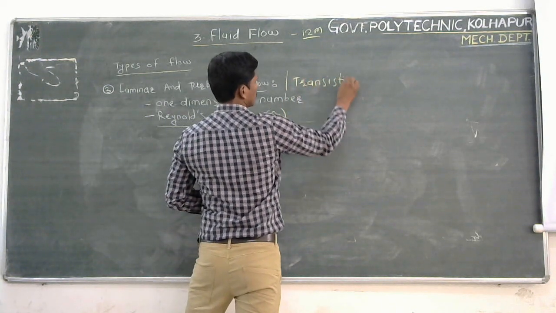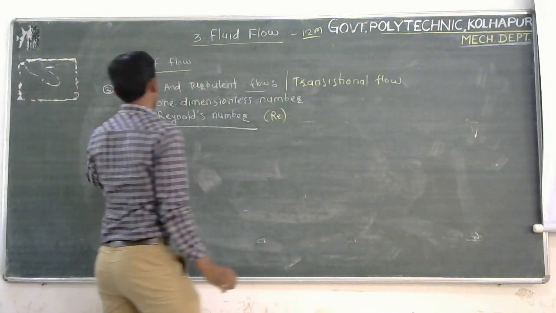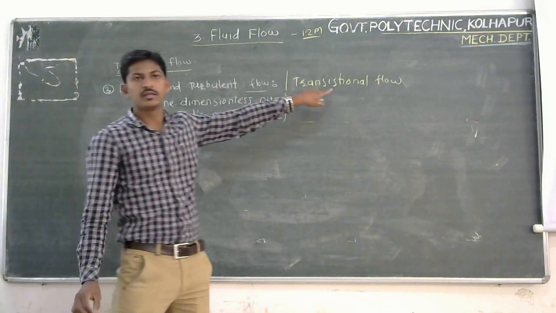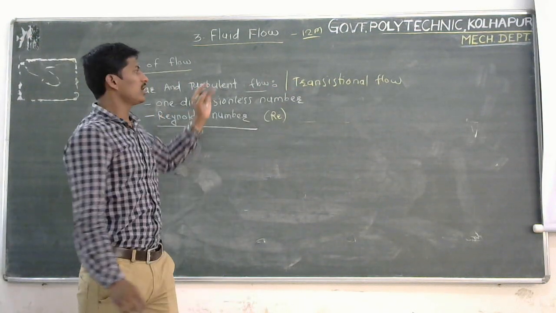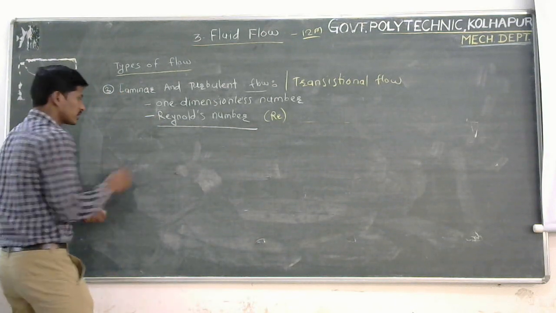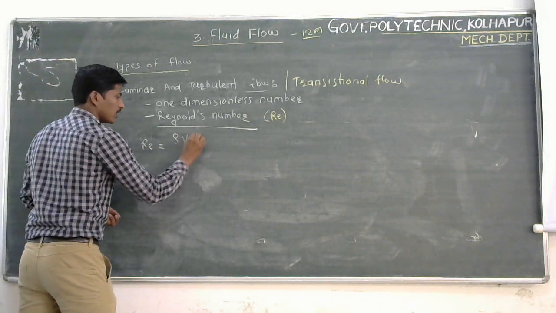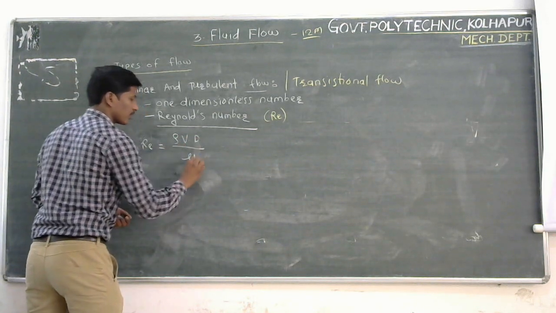If it is not laminar, and if it is not turbulent, then it is transitional, in between laminar and turbulent. So it is based on Reynolds numbers. How is the Reynolds number represented? Reynolds number is represented by rho v d by mu.